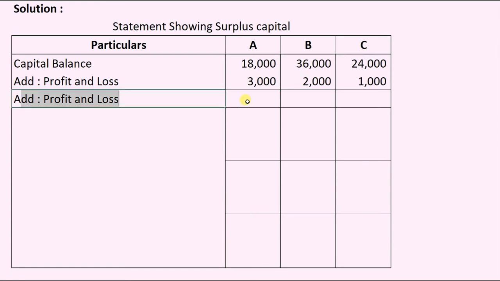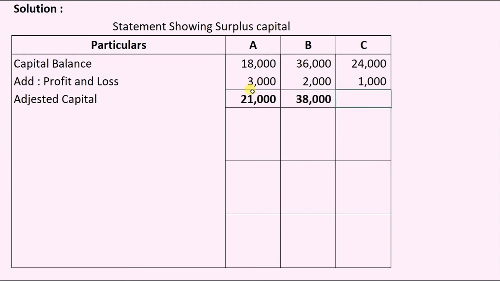Then it is called adjusted capital. After adding profit and loss to the capital, it becomes adjusted capital. So the addition of these gives 21,000, then 38,000 and 25,000. For the calculation we will take the adjusted capital.